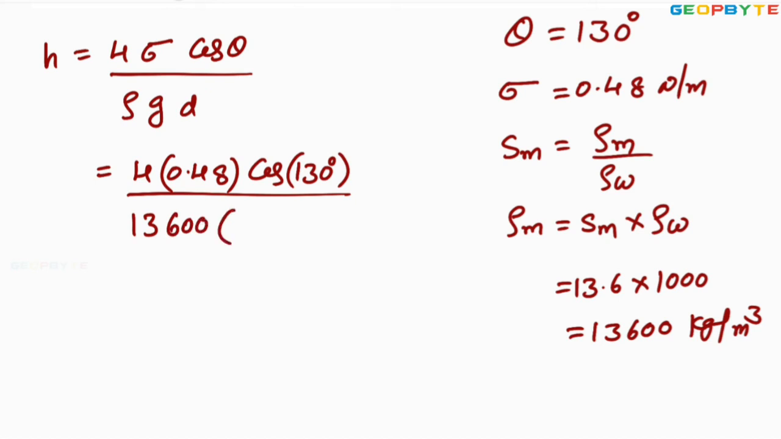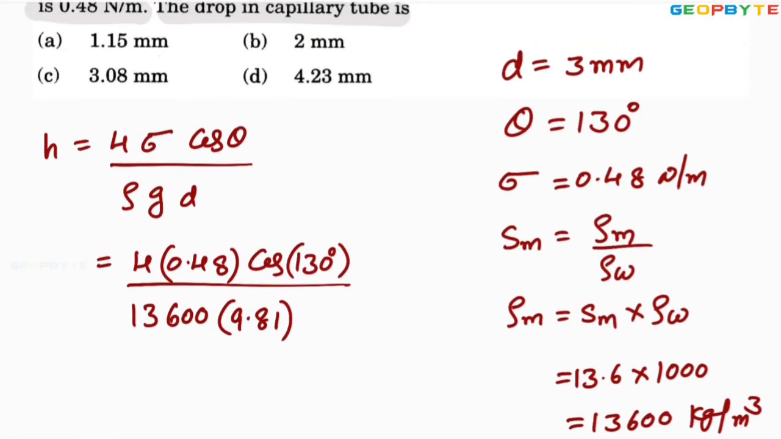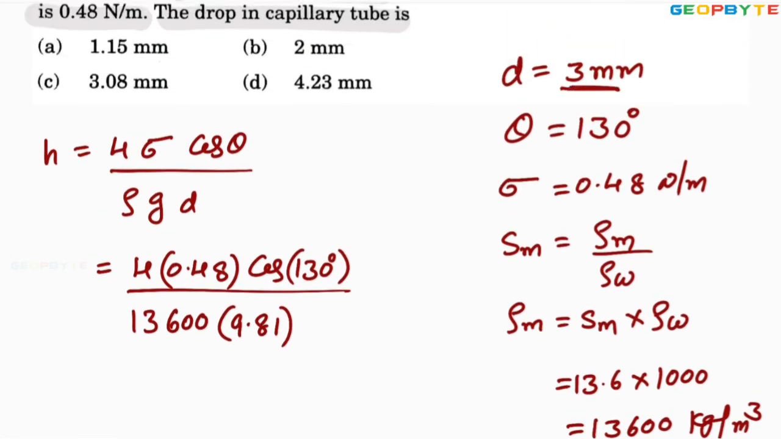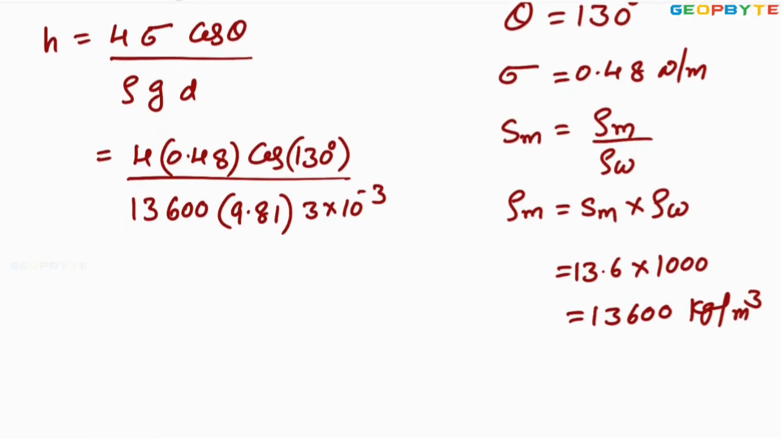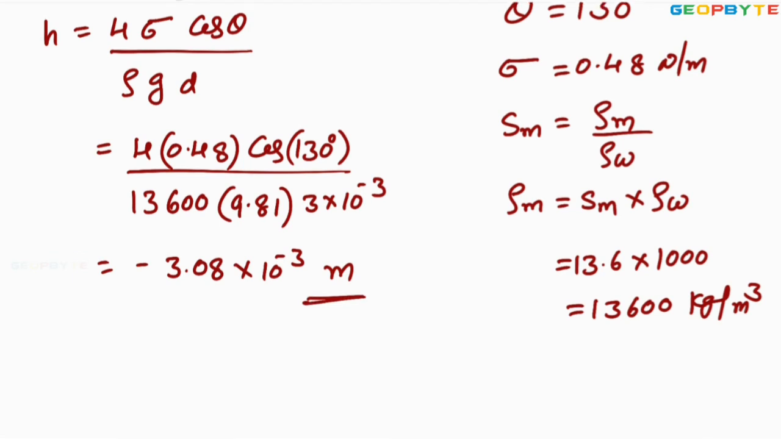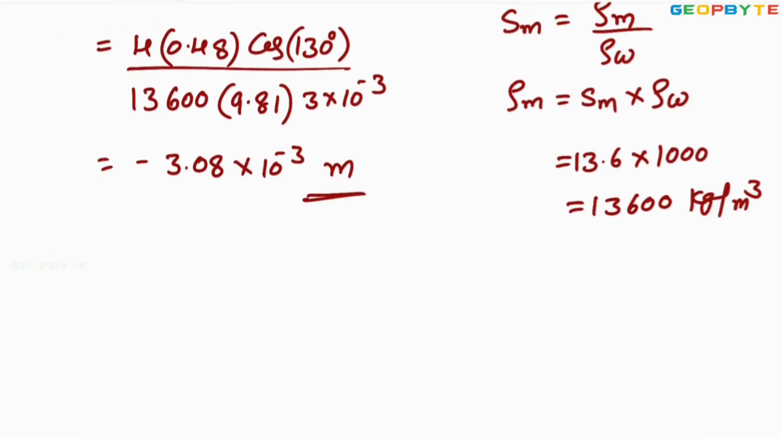13,600. g need not be given, 9.81, into diameter. What is the diameter given? 3 mm. Let it be in meters. It is equal to 3 into 10 power minus 3 meters. You simplify this value to get approximately minus 3.08 into 10 raised to minus 3 meters. The negative sign indicates capillary fall will happen, or capillary depression occurs.